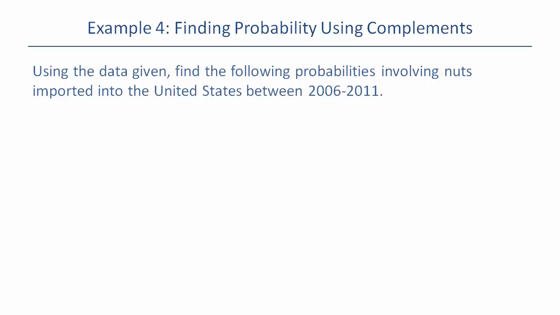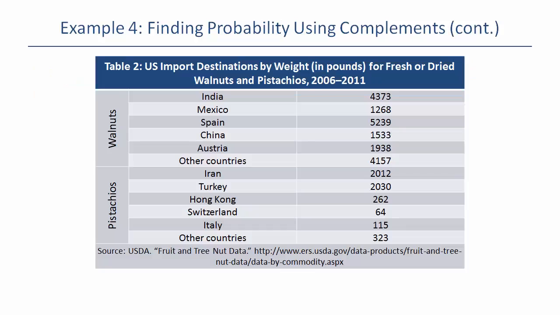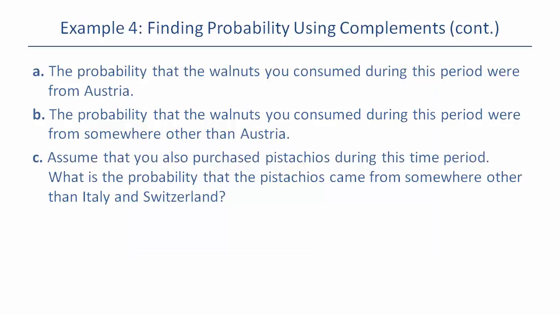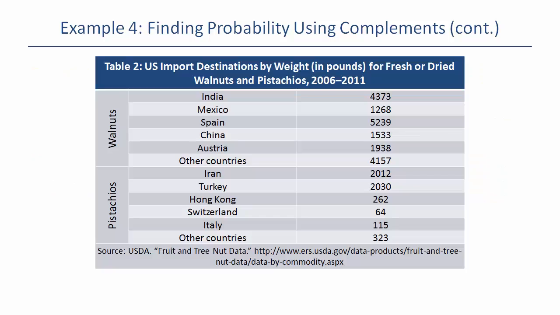How about another example using some nuts that were imported into the United States between 2006 and 2011? So here's our data, right? First one, what's the probability that the walnuts you consumed during this period were from Austria? Well, if we want to figure out the probability that the nuts you had were from Austria, then we're basically just trying to figure out how many Austrian nuts there were out of all nuts, right? It's that simple.